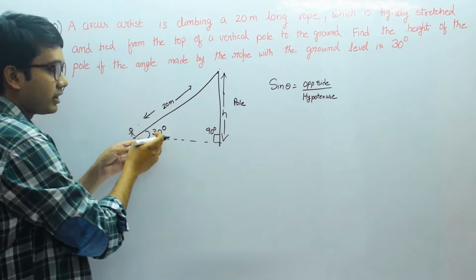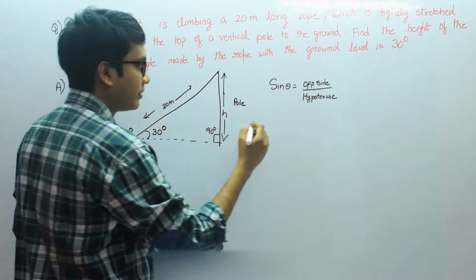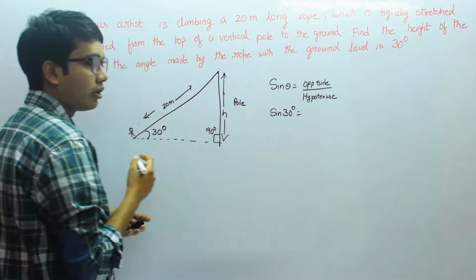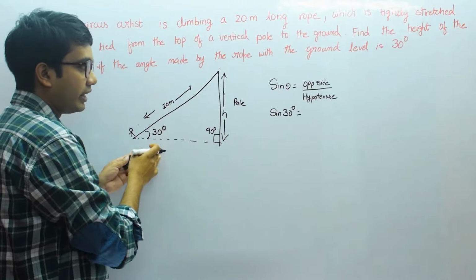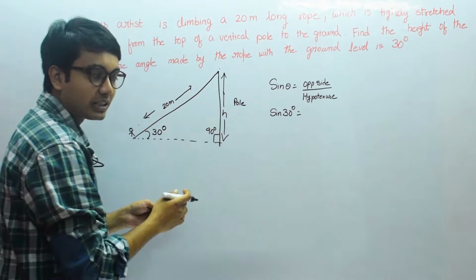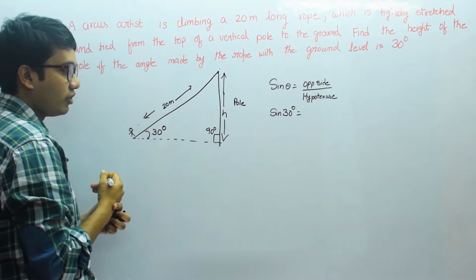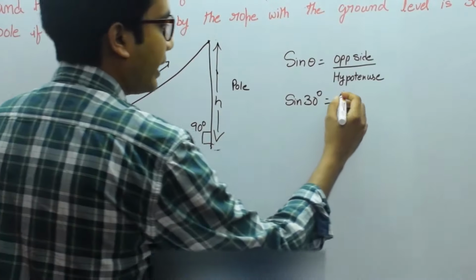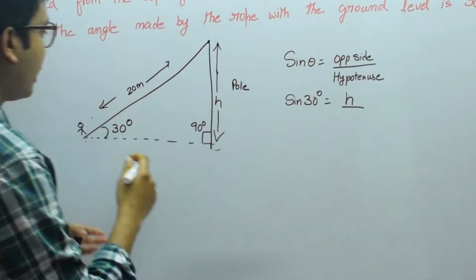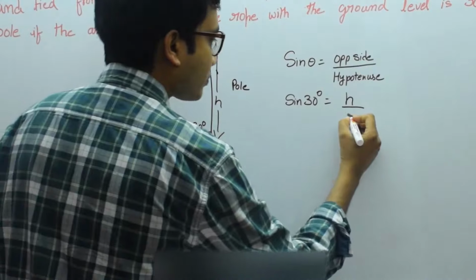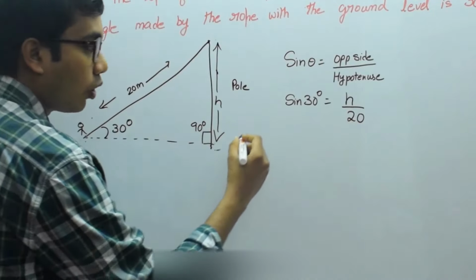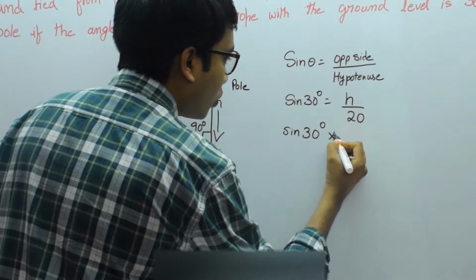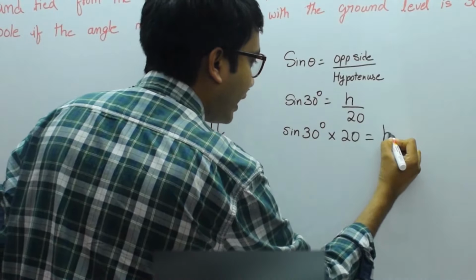So, here sin 30 degree, theta is 30 degree, that is the angle of elevation. So, sin 30 degree is equal to, opposite side is nothing but this height which we need to find. So, sin 30 degree is opposite side h by hypotenuse length 20. So, sin 30 degree into 20 is equal to h.